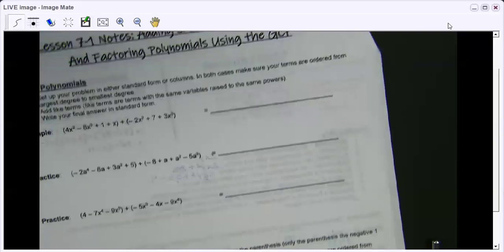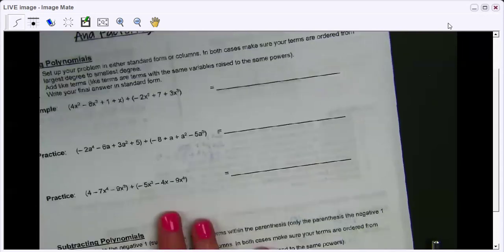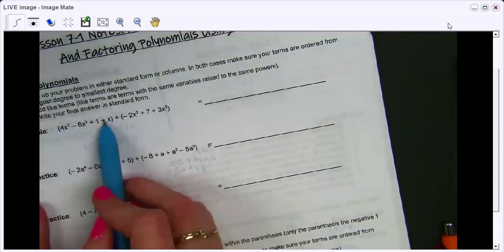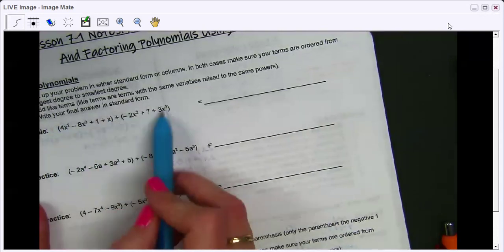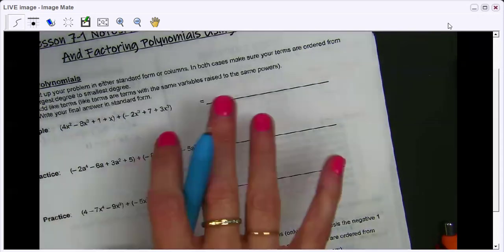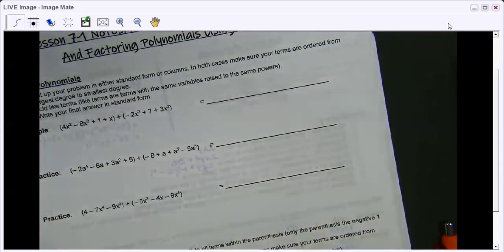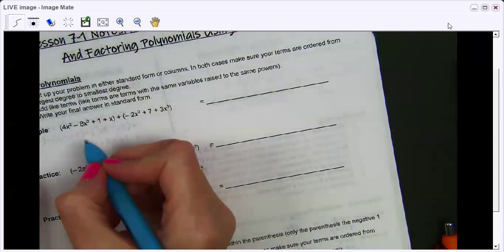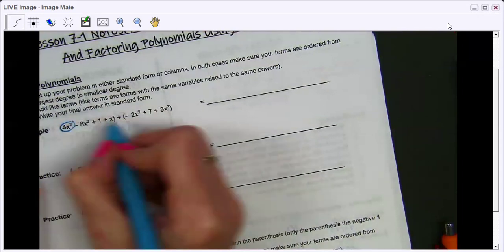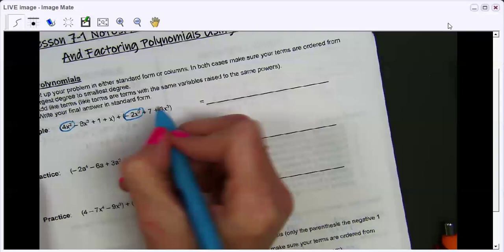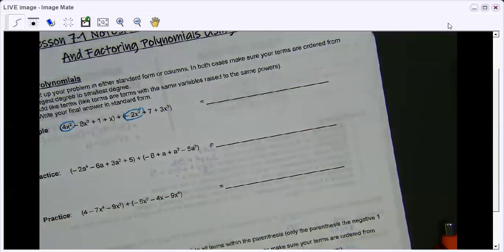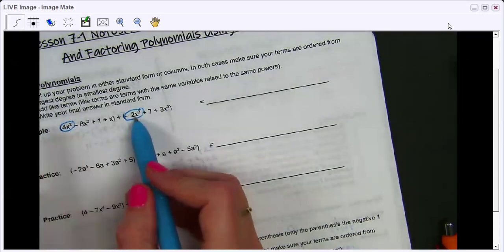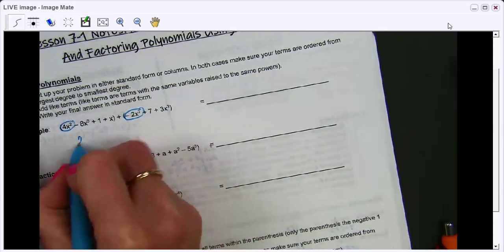They stay the same. So I have this polynomial added to this trinomial. And there's different ways that you can do this. But the first way I'm going to show you is just by circling the like terms and adding them together. So my first one, I have 4x squared minus 2x squared. And when you write your final answer, it must be in standard form. So 4x squared minus 2x squared is 2x squared.